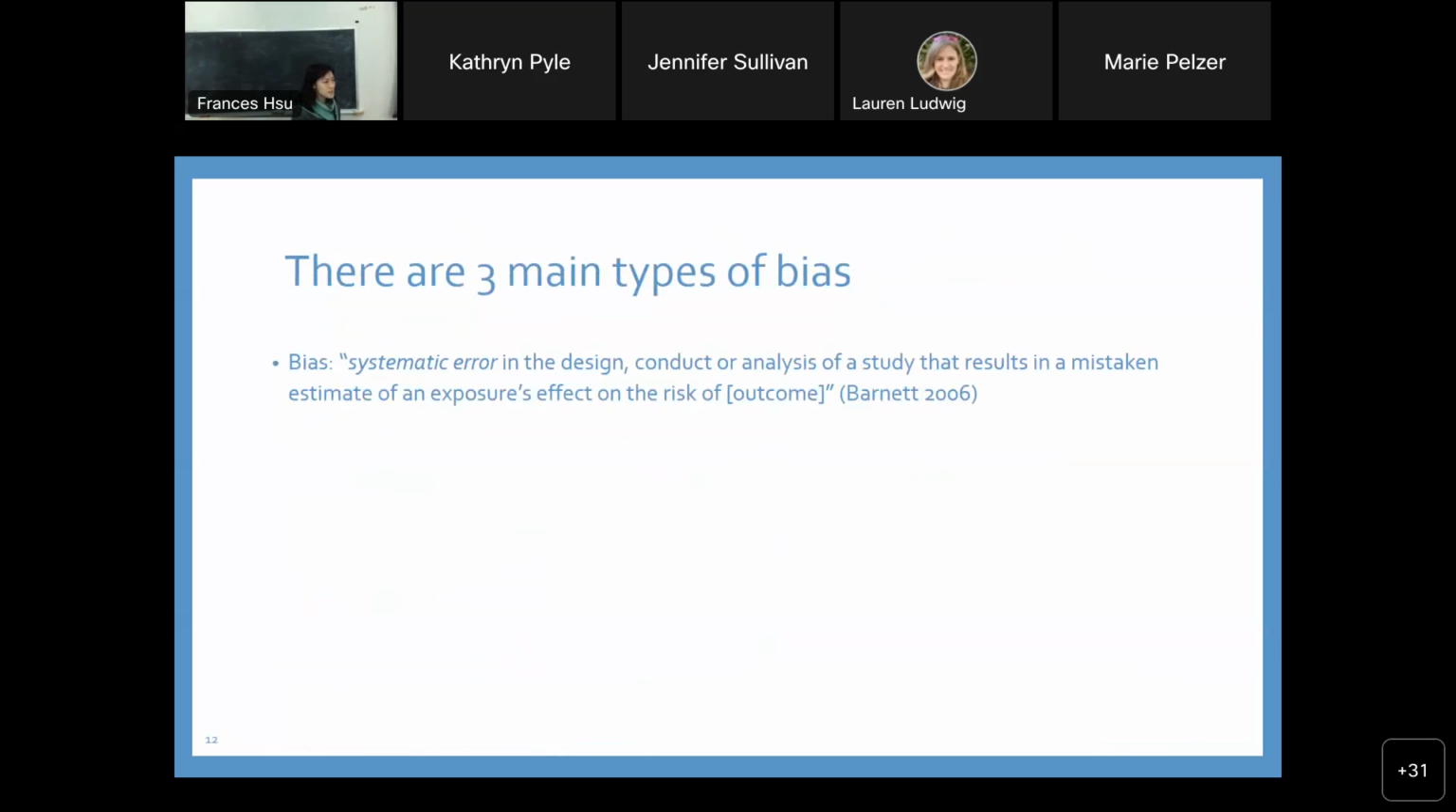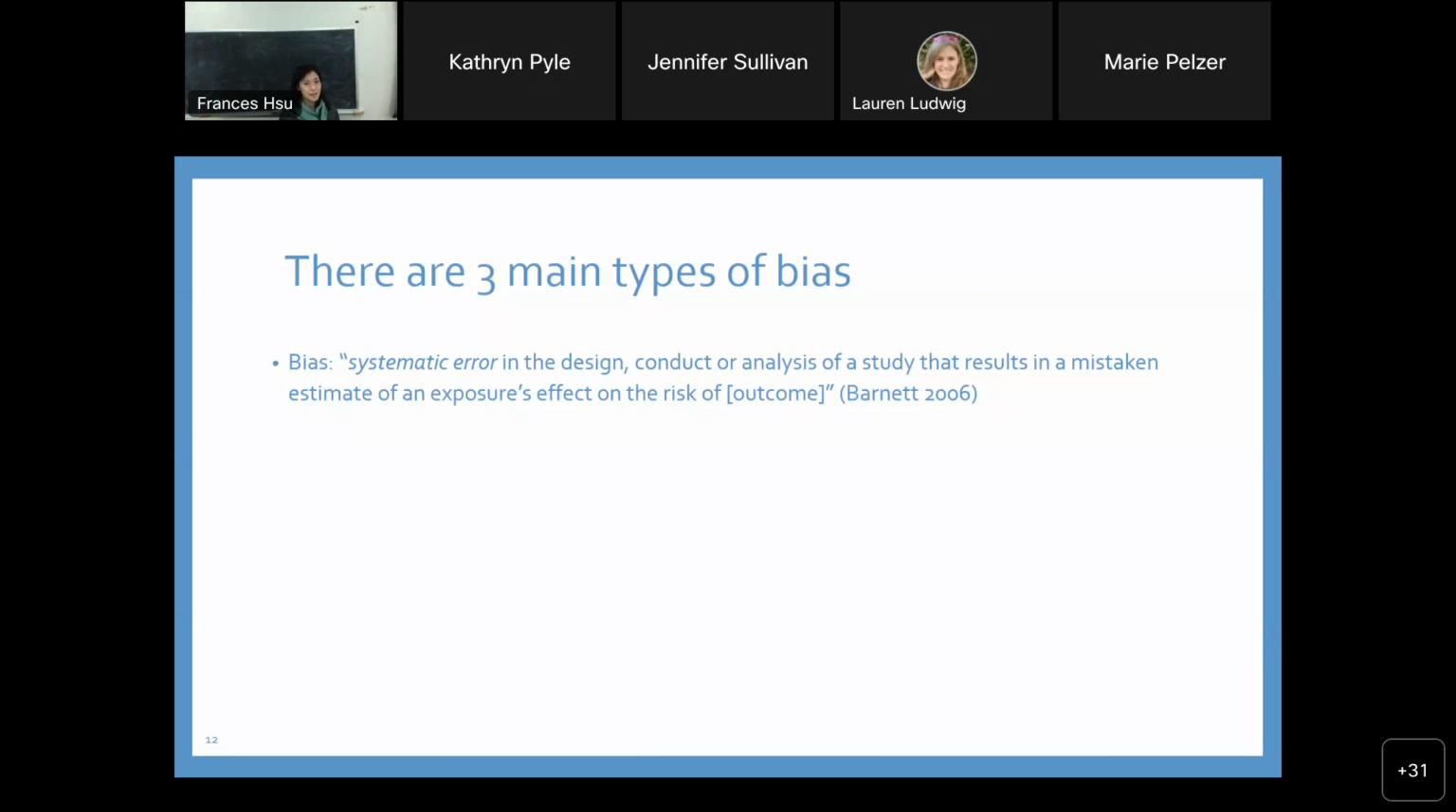Now, I've talked about bias several times, so let's really discuss what exactly is bias. Bias is a systematic error in the design, conduct, or analysis of a study that results in a mistaken estimate of an exposure's effect on the risk of outcome. Note that this is a systematic error, not random error, which can be captured by statistical methods such as confidence interval and mitigated with larger sample populations.